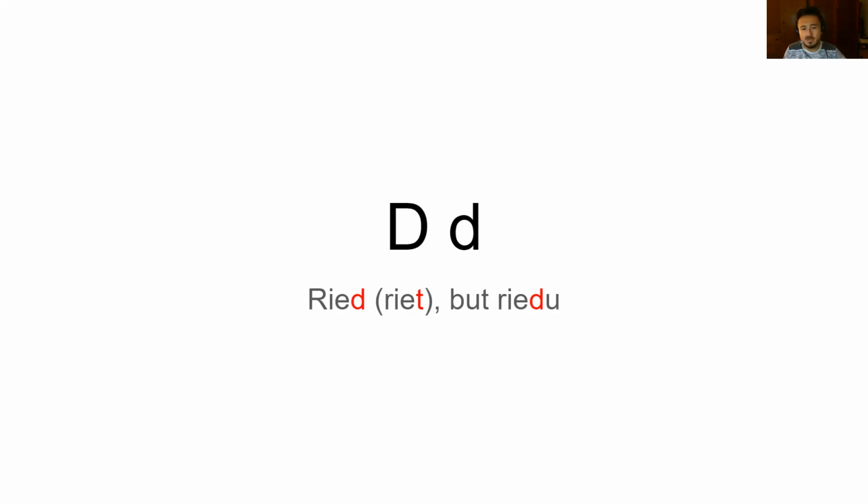When it is at the end of the word, like huwa read, he wanted, you don't say it with a d, you say it with a t. But when it is not at the end of the word, huma ridu, they wanted, it is ridu with a d. Huwa read, huma ridu, they wanted.